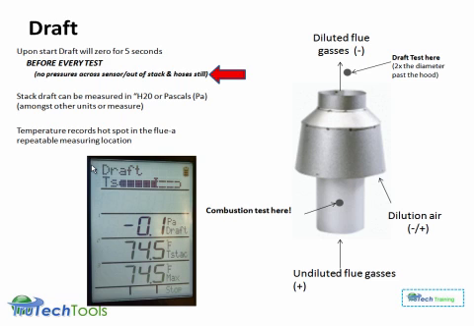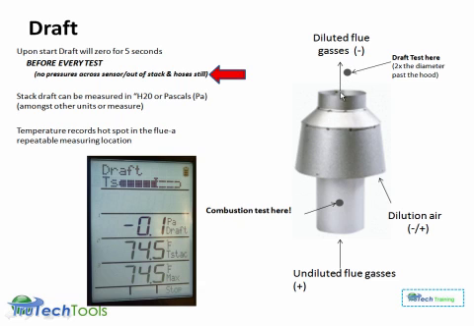Draft. When you make a draft test, upon startup it's got a 0 for 5 seconds, and draft can be measured in inches of H2O or pascals, amongst a whole bunch of other units. But typically, we're going to use inches H2O in the HVAC industry. And while you're making that draft measurement, we want to try and find the hottest spot in the stack because that's where the draft is going to be at its highest. Real important to notice up here, if you look at the mouse on the screen, you want to draft test above the draft hood.